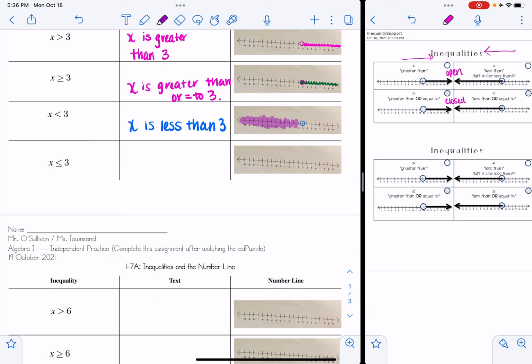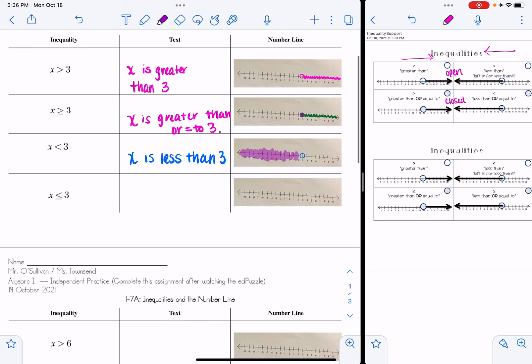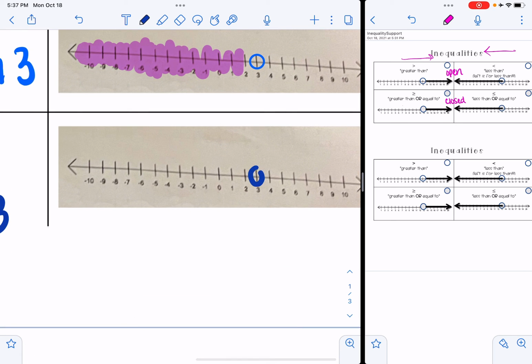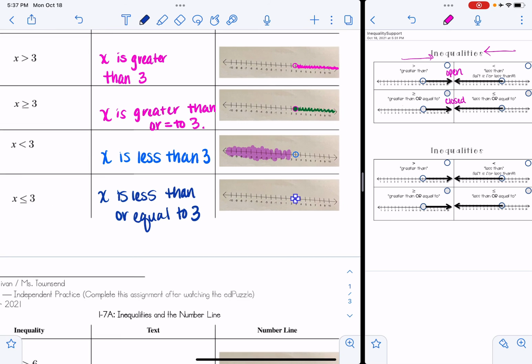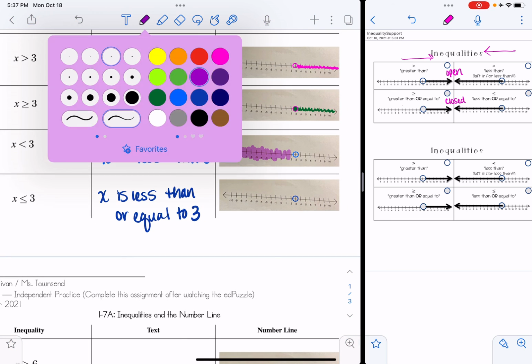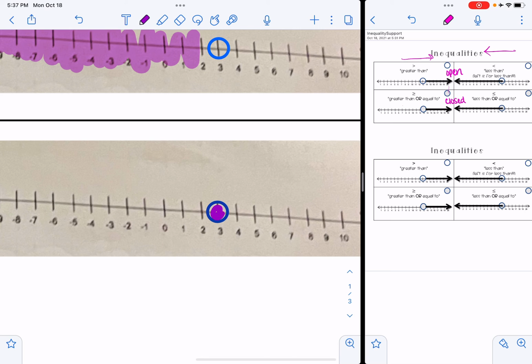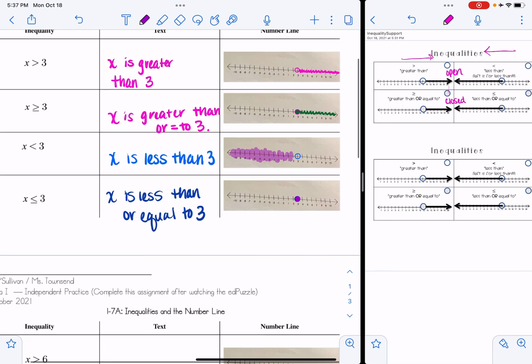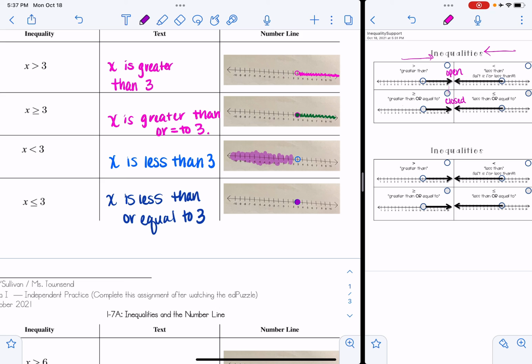Very good. Now our last one. How would you translate this? Very good. This is x is less than or equal to 3. Now I go to my number line, put a circle on 3, and is this an open circle or a closed circle? Very good, it's a closed circle. So I'm going to shade in that circle. And am I going to shade to the left or to the right? To the left.